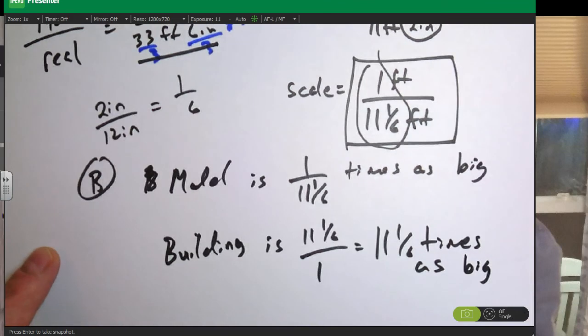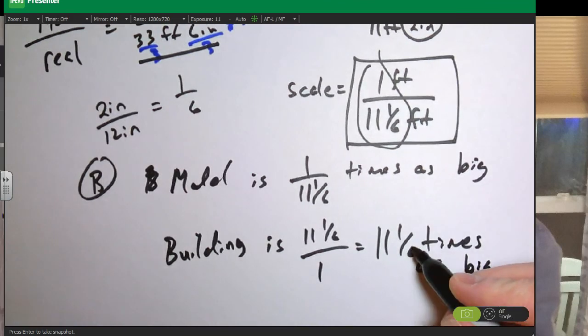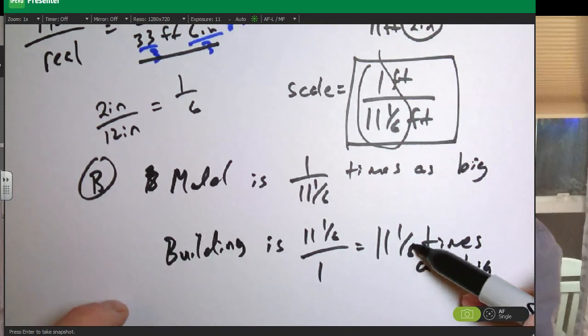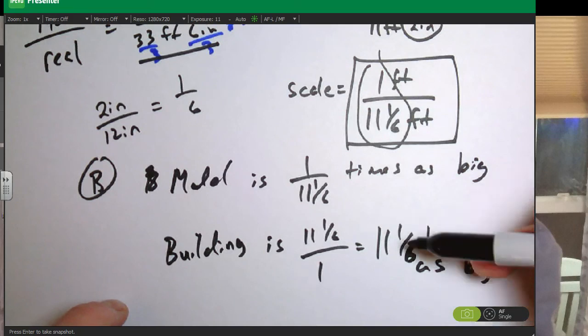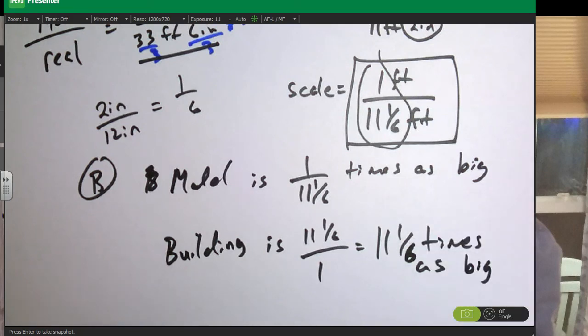Okay. Which means for us, if I were to take anything on the model, anything at all, I'd have to multiply it by 11 and 1/6, and I apologize for the bad hand. That's a little better. I would have to multiply it by 11 and 1/6, and that would give me how big it really is. So if there's a flagpole out in front of our little model that is 1 inch, or 1 foot, how big is it? We'll multiply it in real life by 11 and 1/6. It's really that much bigger.